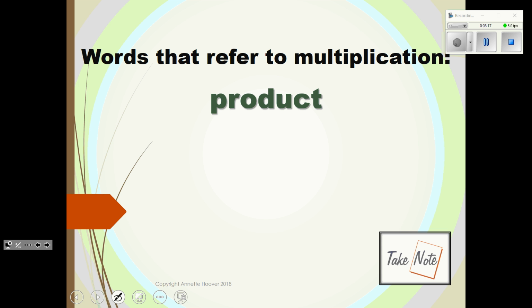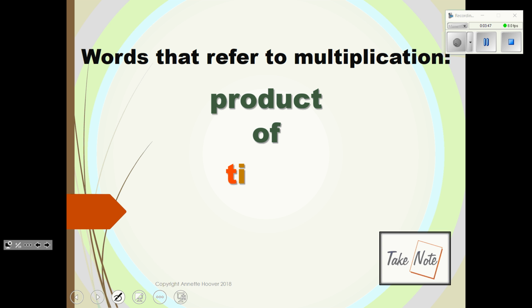Okay, let's move on to words that would refer to multiplication. The first one would be product, because the answer to a multiplication problem is the product. So if I said the product of 2 and 7, I would write 2 times 7. The product is the answer to a multiplication problem.